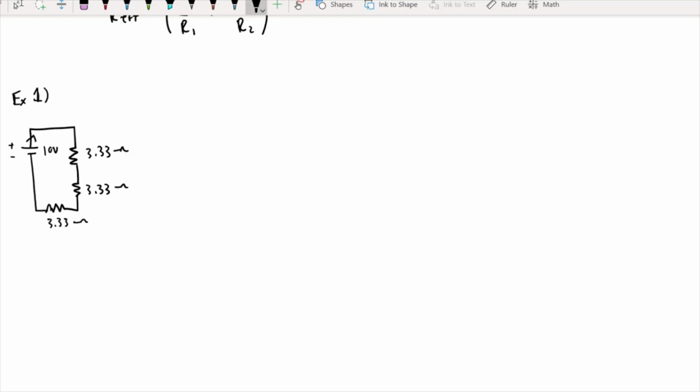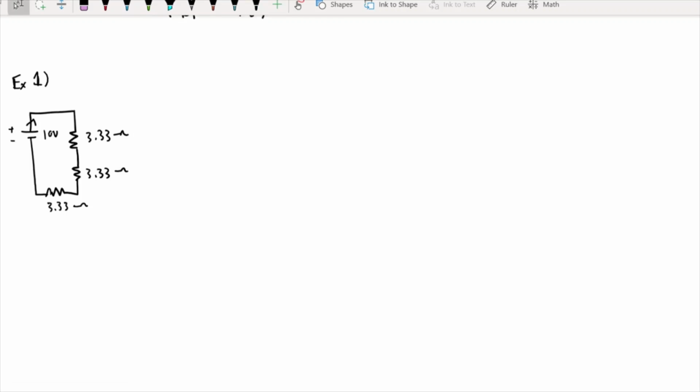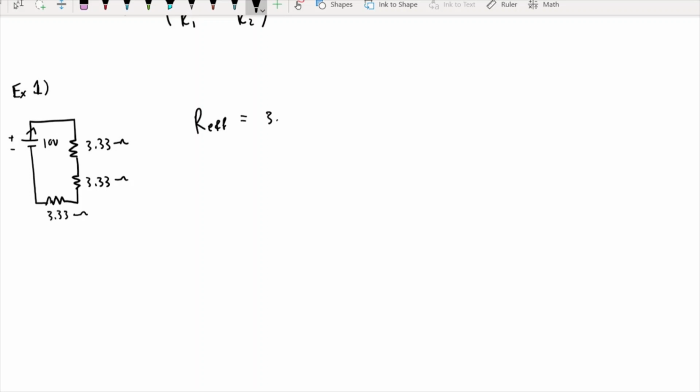So now that we could agree this looks like a series circuit, how are we going to solve this circuit? We could find the R effective, and we know from the previous formula that the R effective is simply all of the resistors added up. That's it. So 3.33 plus 3.33 plus 3.33. That's going to be your R effective. So R effective equals approximately 10 ohms.